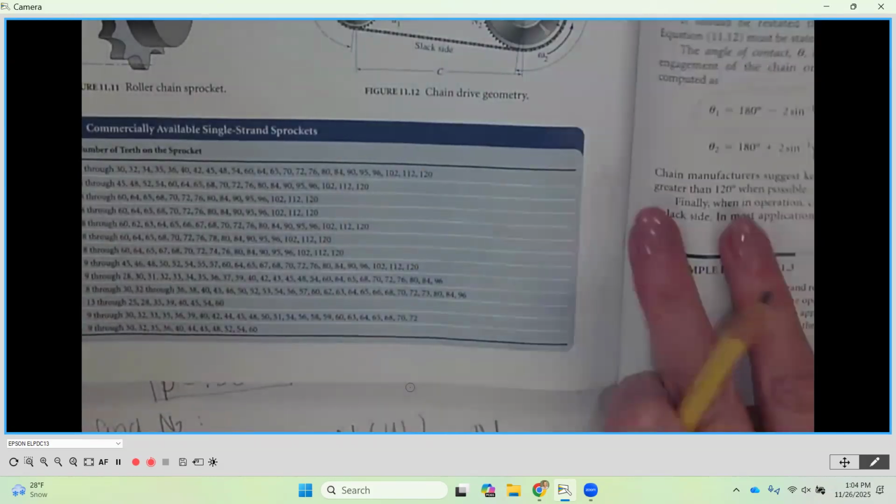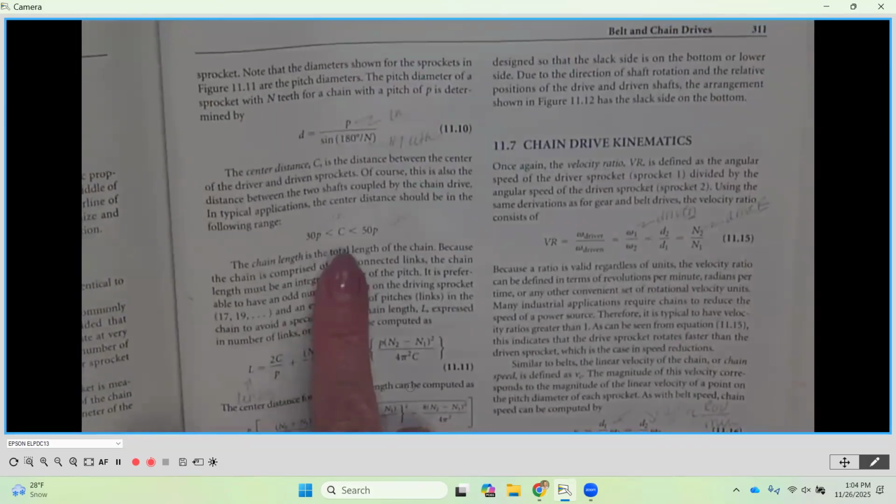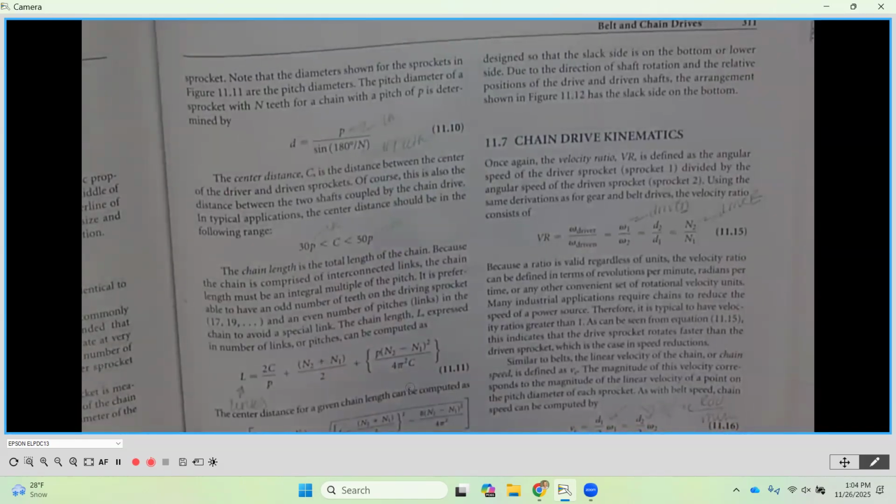So the suggested center distance for a chain is going to be this equation right here, and this is found on page 311. This is the range for the minimum to the maximum, okay? So we're going to take 30 times the pitch, and then we're going to take 50 times the pitch. And between those two numbers is where we are going to pick our center distance, all right?